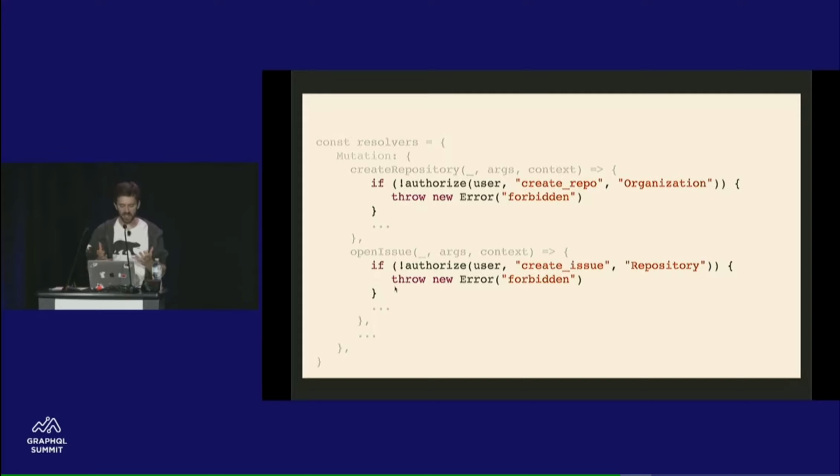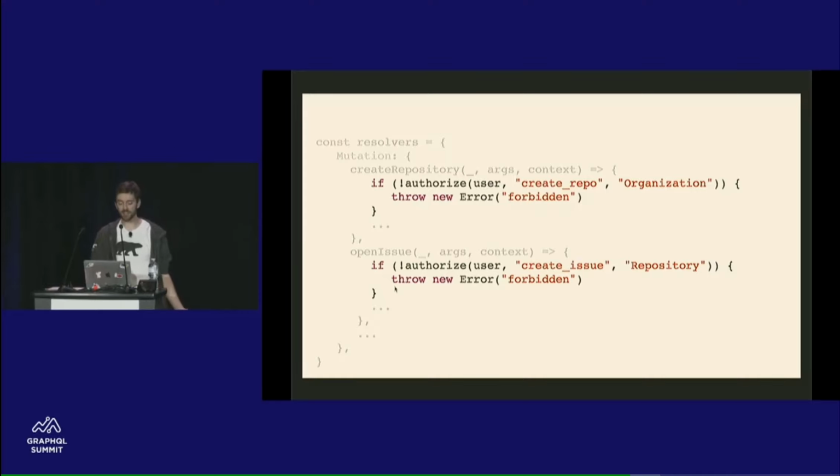So again, this is pretty simple and seems pretty clean, but it's still a little bit error prone, a little bit tedious to go through and do this in every single mutation. As your project grows, this gets spread throughout your code base. You split these up into different files. It can be hard to see what's going on. You make a copy-paste error and suddenly people can do stuff they're not supposed to.